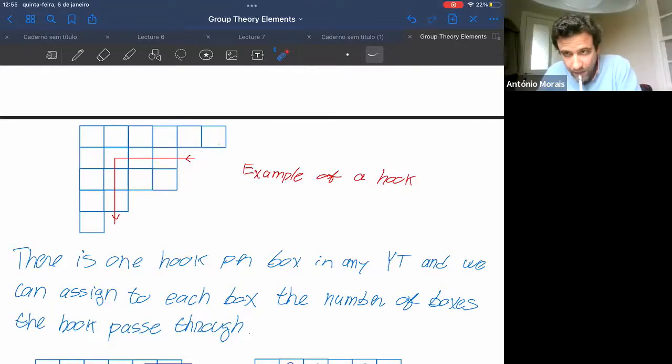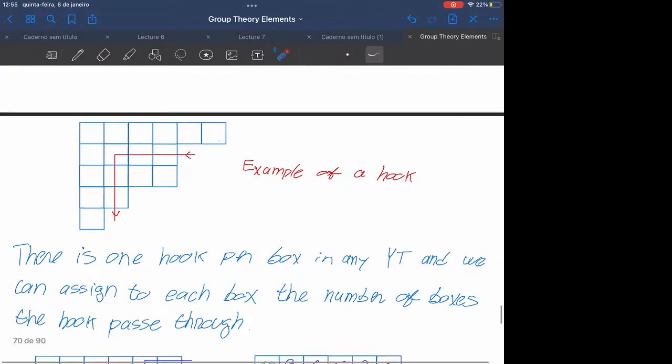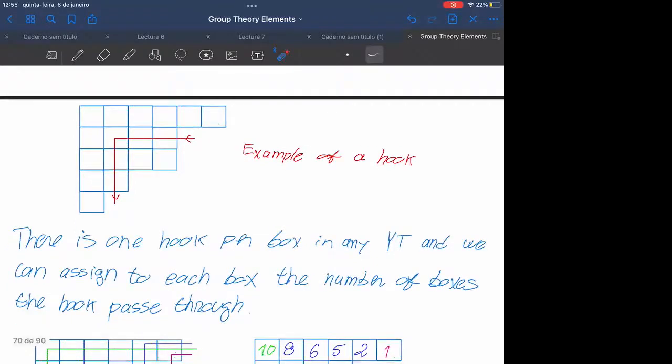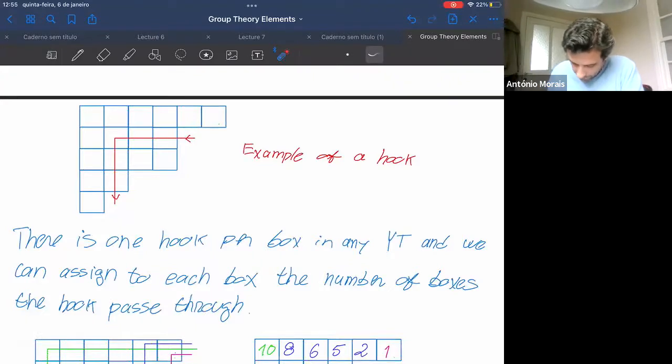Exactly. There are as many hooks as there are boxes. But each hook passes through a different number of boxes. And that's the point. There is one hook per box in any Young tableau.